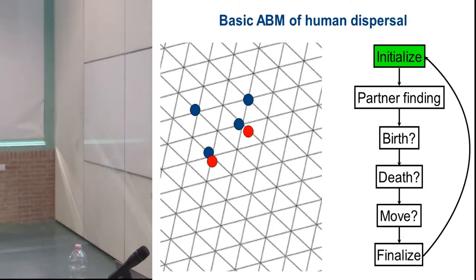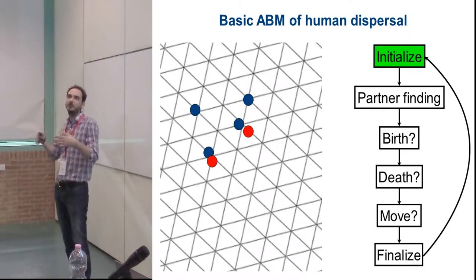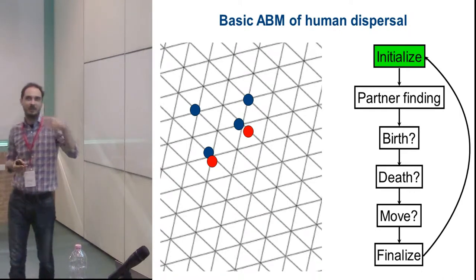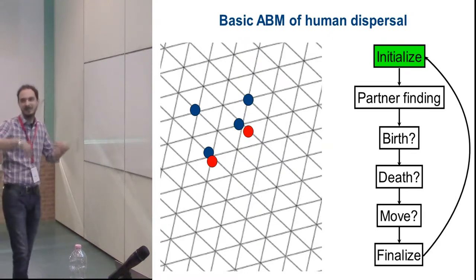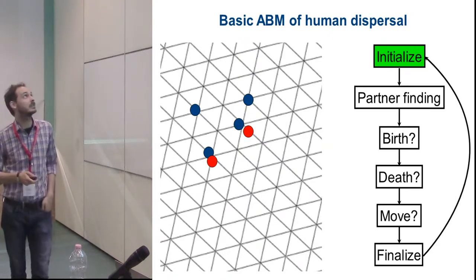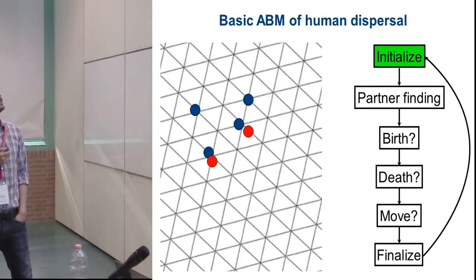And so since we want to do this in the most performance efficient way possible, we are building the model gradually, starting from the very basics, and then adding complexity as the code runs fast enough. So this is the most basic agent-based modeling of human dispersal that you can think of.